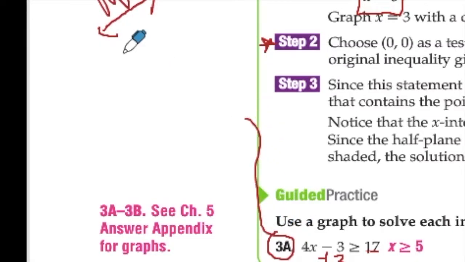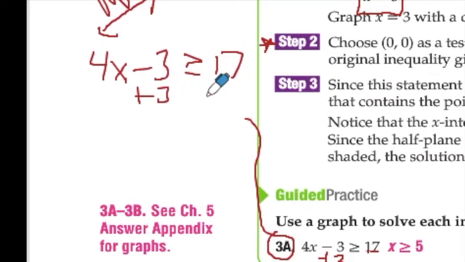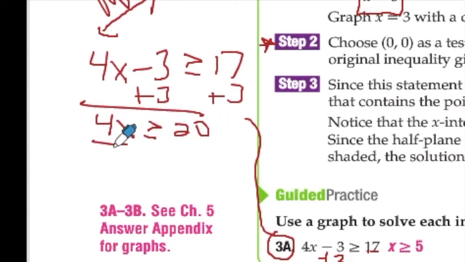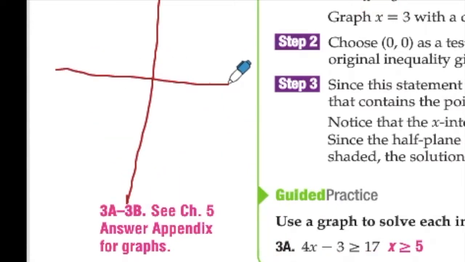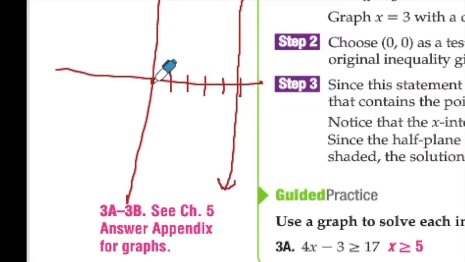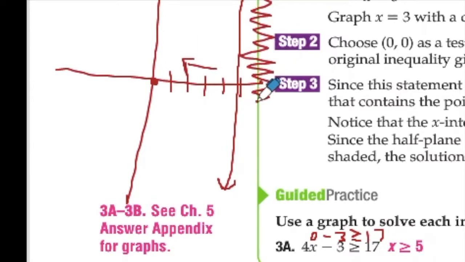For 3a at the bottom, we have 4x minus 3 greater than or equal to 17, plus 3, 4x is greater than or equal to 20, divide by 4, x is greater than or equal to 5. That's going to be a solid line, 1, 2, 3, 4, 5 at 5, and we'll pick the point 0, 0 to plug back in. 4 times 0 is 0, 0 minus 3 is negative 3. Negative 3 is not greater than or equal to 17, so since this direction does not work, I'm going to shade in the opposite direction.